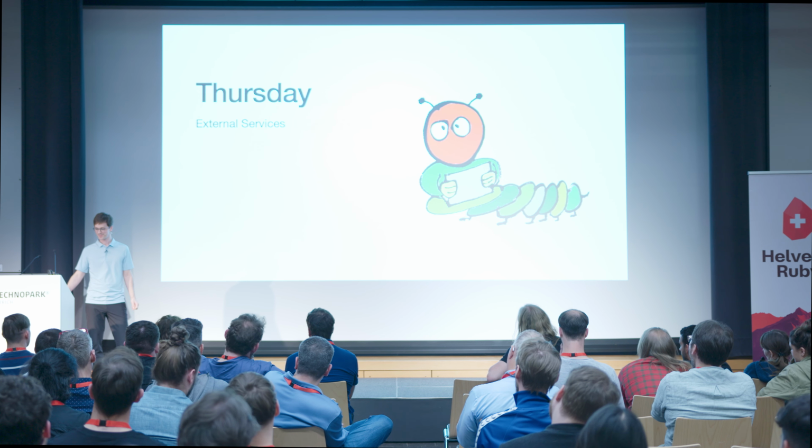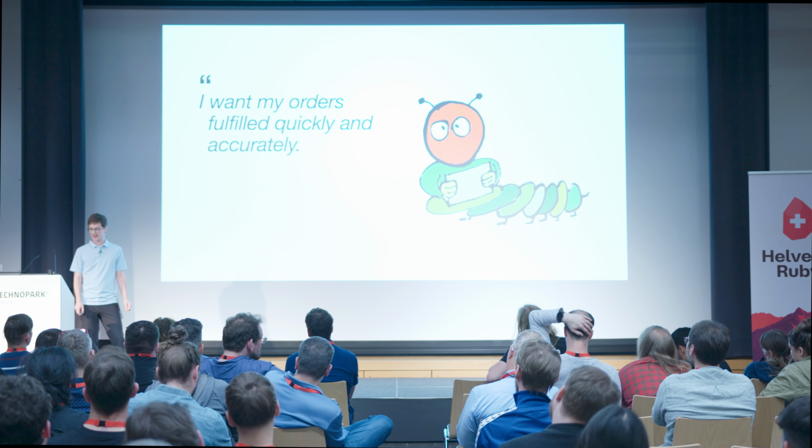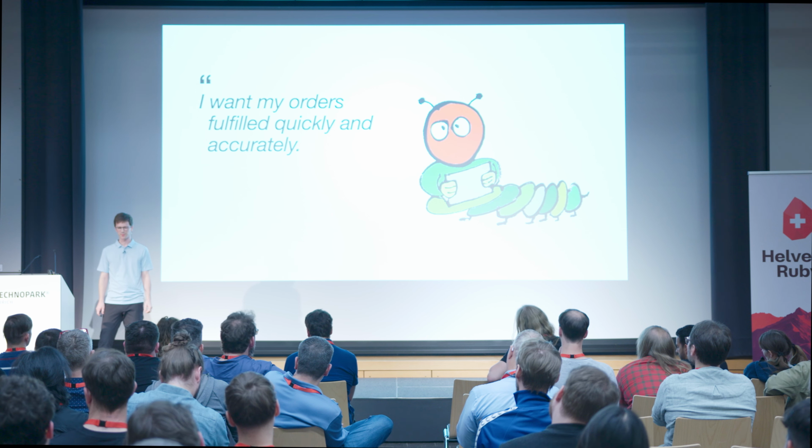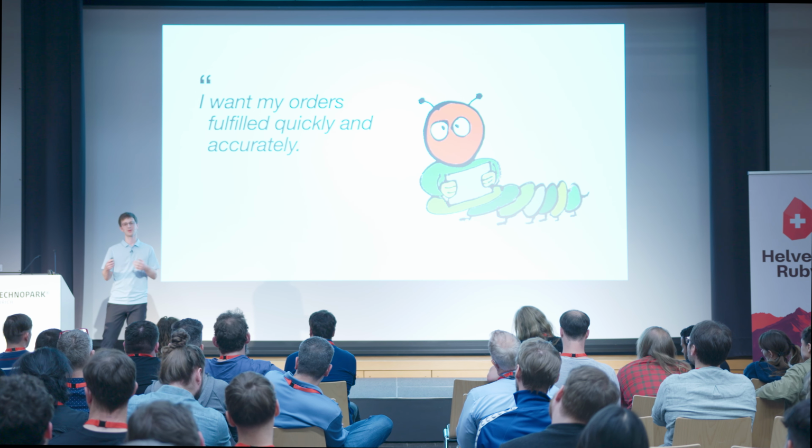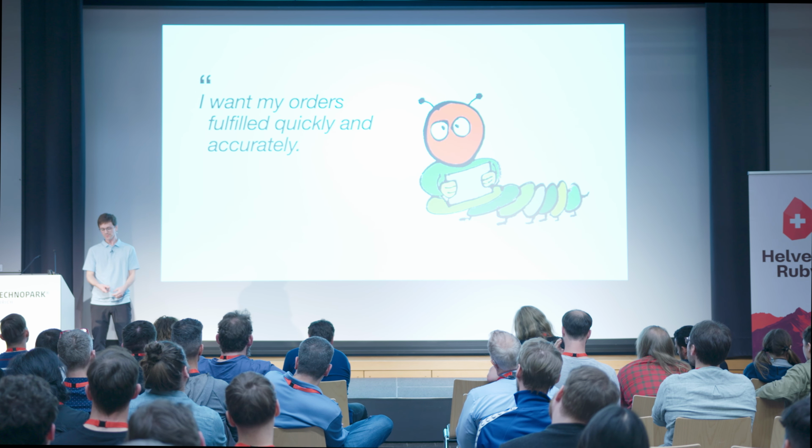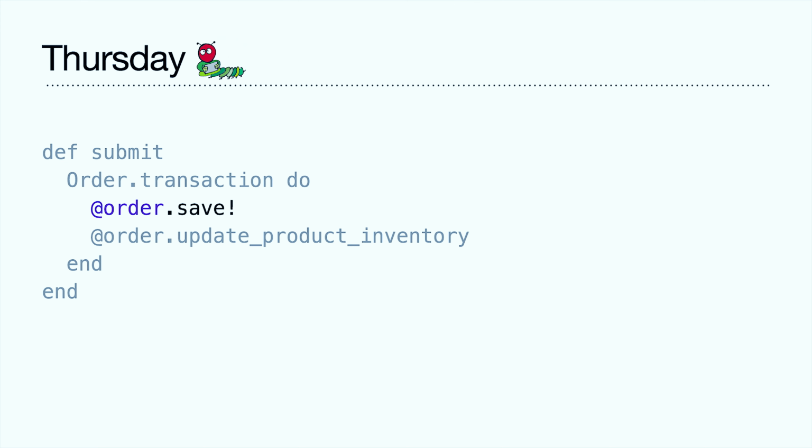On Thursday, Kat saw customers complaining about orders getting delivered too late or sometimes with the wrong items in them. And it turns out Kat's team has been doing a bunch of manual work to fulfill the orders, and it's slow and it's error-prone. And so Kat has decided to work with this external fulfillment service. And they have an API that Kat can use to submit the orders.